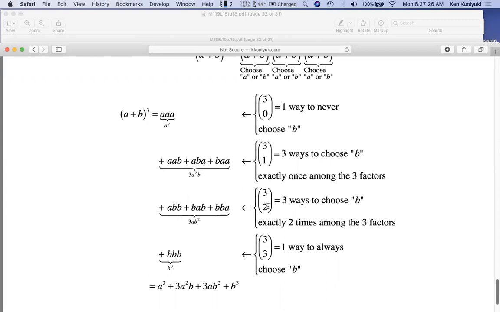Likewise, 3 choose 2 is also 3. That's from symmetry. The number of ways to get 1 question right out of 3 is equal to the number of ways of getting 1 question wrong out of 3, or 2 questions right out of 3. So there are 3 ways to do that. You add these up, and you get 3ab squared. And then there's only 1 way to get all 3 questions correct on a 3-question exam: correct, correct, correct. That's b cubed. Add these all together, and you get the expansion of the cube of a plus b.